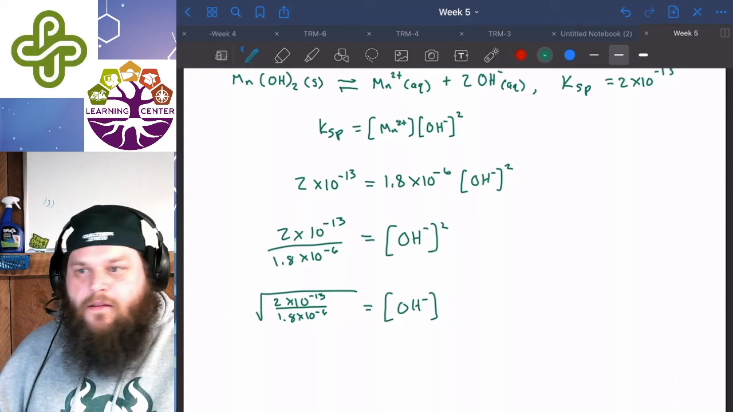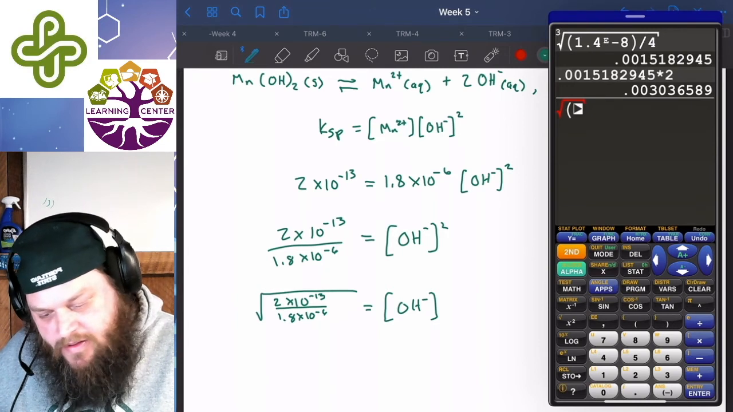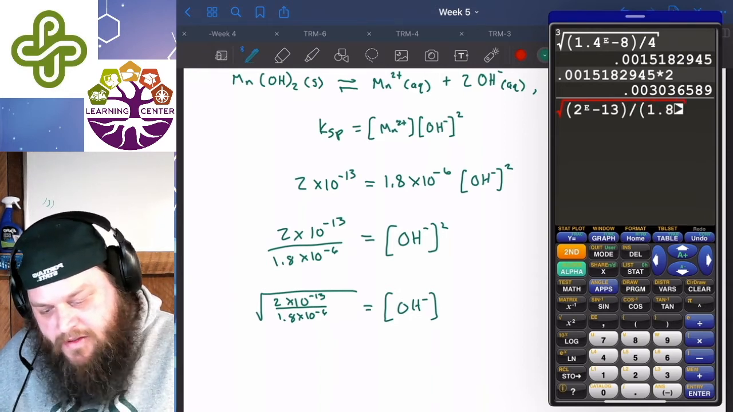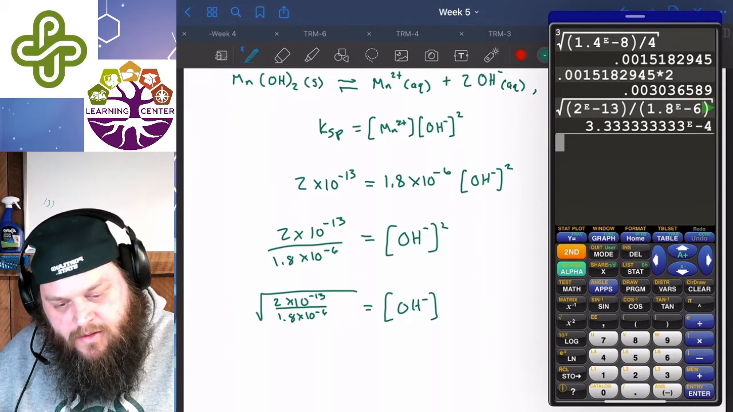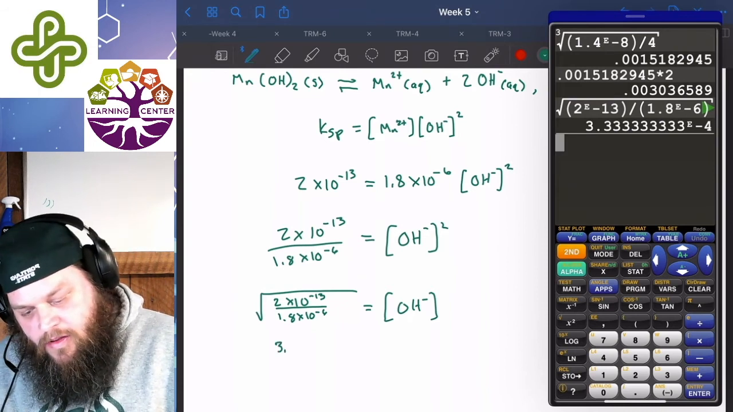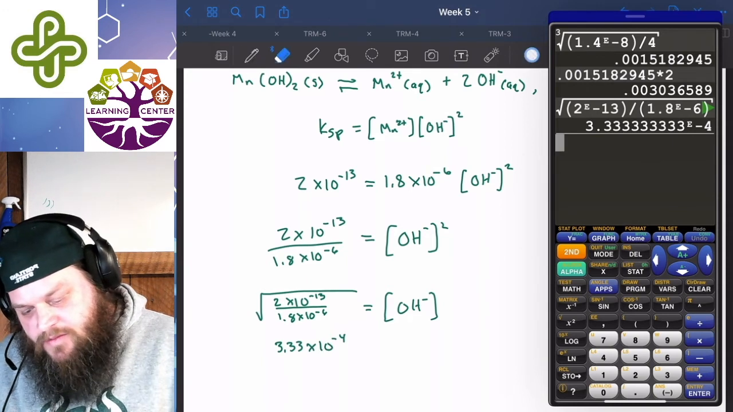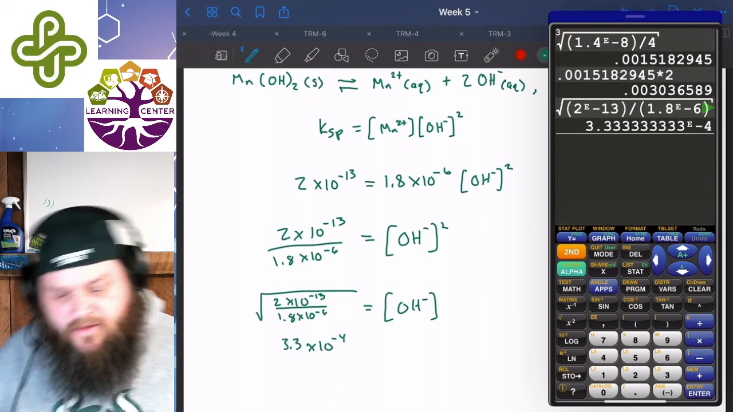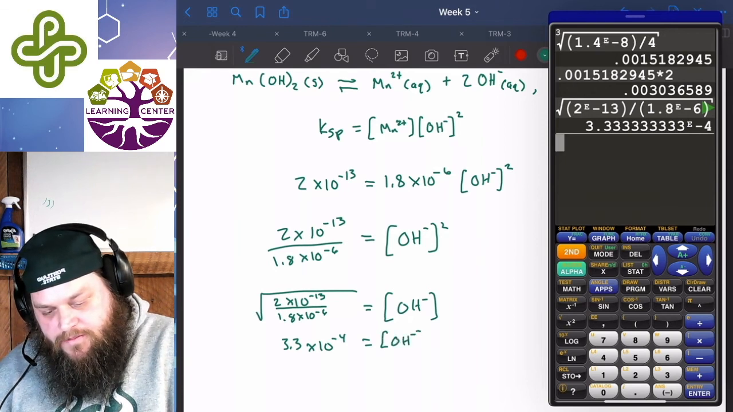And let's do that. Taking the square root of, put a parenthesis, 2 e to the negative 13, close the parenthesis, divide by, open the parenthesis, 1.8 e to the negative 6, gives me 3.33 times 10 to the negative 4. Let's say it's 3.3 times 10 to the negative 4, with my sig figs. And that's going to equal the concentration of hydroxide.